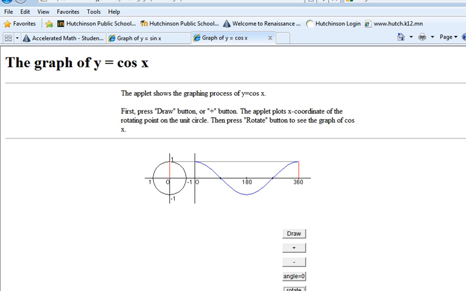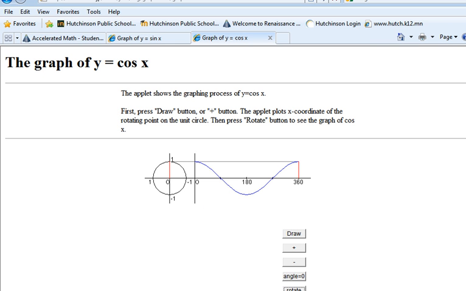So this is what the cosine curve looks like. Notice it does not start at the origin. Its starting point is at 1. It still has a period of 2 pi because that pattern starts to repeat itself over here as you get to 360. The domain would be all real numbers, and the range, the biggest y value you have is 1, and the smallest y value you have is -1. So your range goes from -1 to 1.